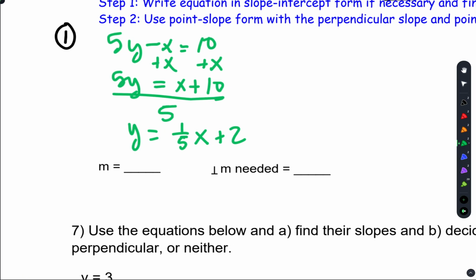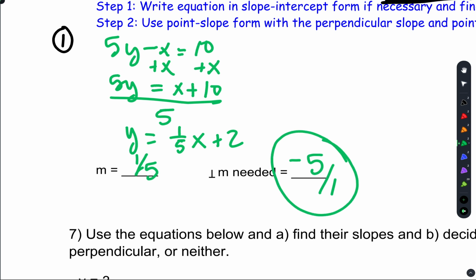What's my original slope of this line? What's the slope of this line, Casper? Slope is 1/5. So then what slope do I need for the line that I'm about to create that's perpendicular, Casper? Negative 5 or negative 5 over 1. That's the opposite reciprocal. So now I'm going to use this slope.